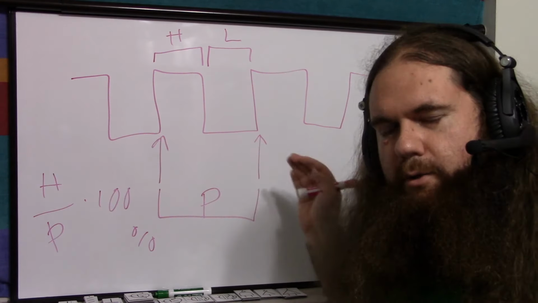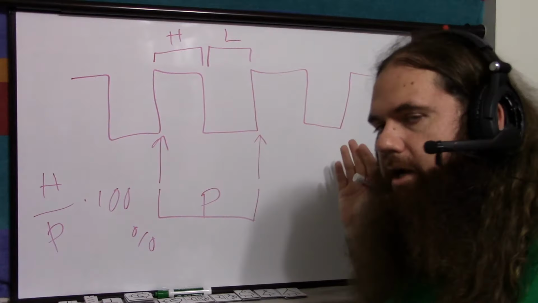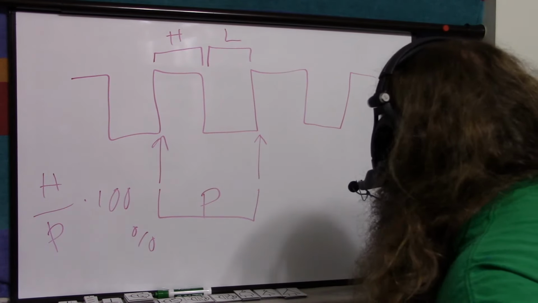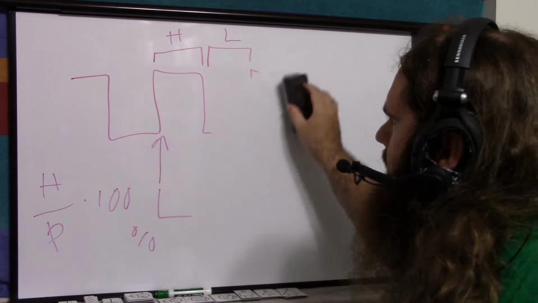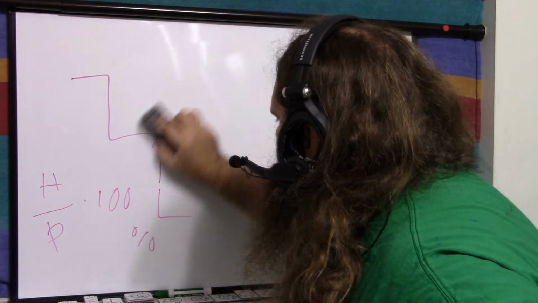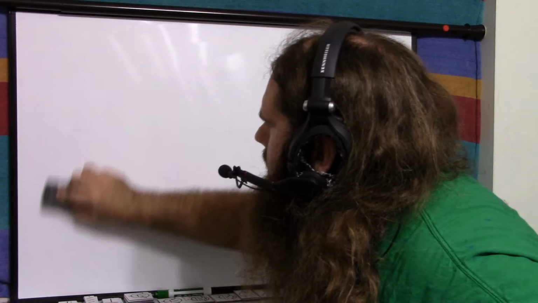If it's a solid low signal, that's 0%. If it's a solid high signal, that's 100%. That's duty cycle. Pulse width modulation: each square wave is a pulse in this case. All it's saying is changing the duty cycle. That's all it is.